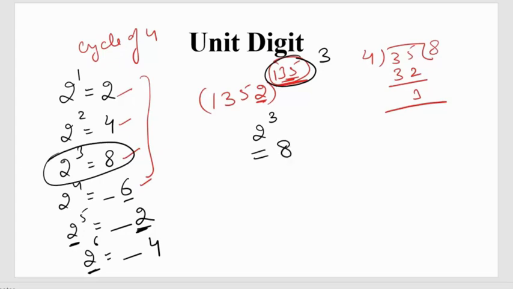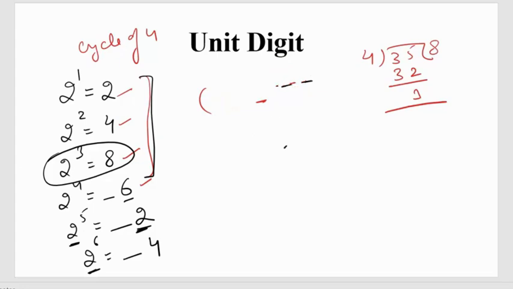Clear? So for 2, because this is a cycle of 4, I can say that after every 4 powers, the last digits will be repeated. So I hope this is clear. This is not only for 2. This is for 3, for 7, for 8. Same concept. Let me explain.